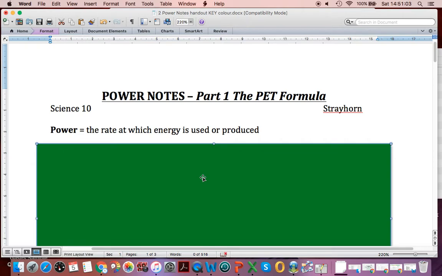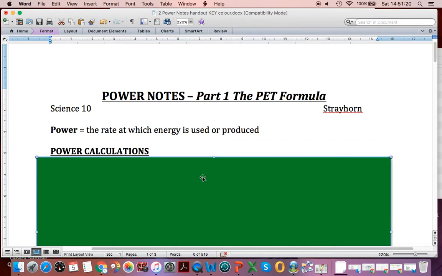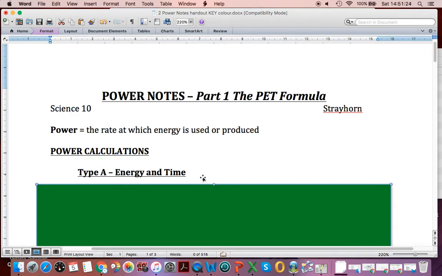So power is the rate at which energy is used or produced. So if you operate a hydroelectric dam and you talk about power, you're talking about how much energy you're using. If you plug in a light bulb and it operates at 40 watts, you're telling how fast that light bulb goes through energy, converts electrical to light energy. Let's look at our power calculations.